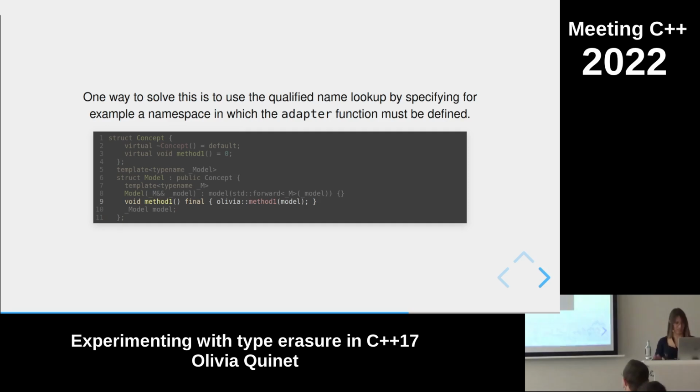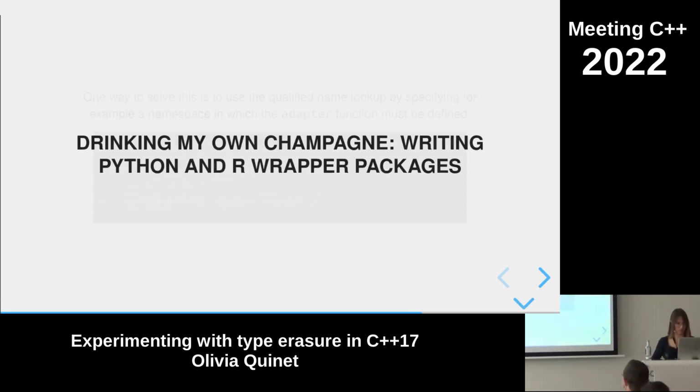Okay. So, next part. Yes, of course, that's a much better phrase than eating my own dog food. I wanted to know how good my interface was. If, for example, I wanted to use it to write a Python and R wrapper package, did I encounter some difficulties that I did not foresee?